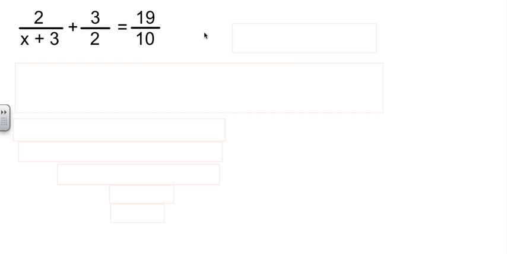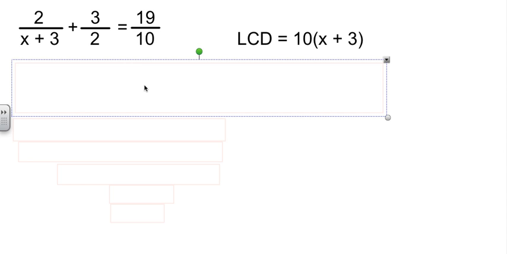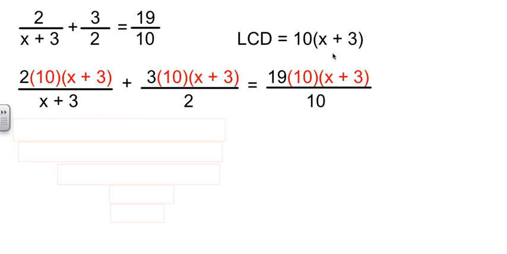Alright, we'll start with the relatively easy one. We need to find a common denominator for these three denominators. Well, since 2 goes into 10, really what I need is a 10 and an x plus 3. So I'm going to multiply each one by 10 times x plus 3, and you notice I put it in red, just to show you that each term got one of those.